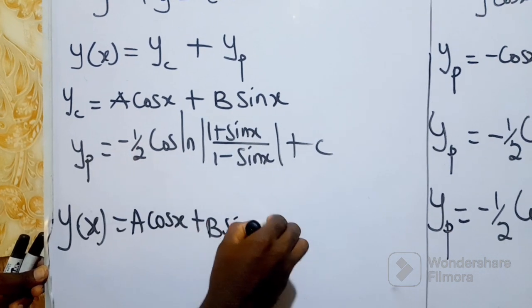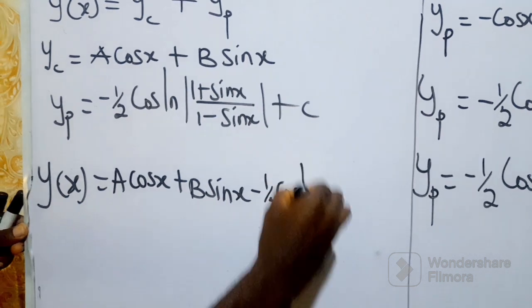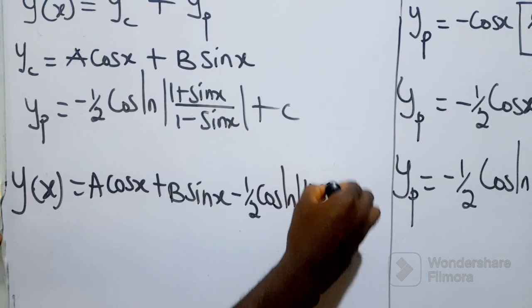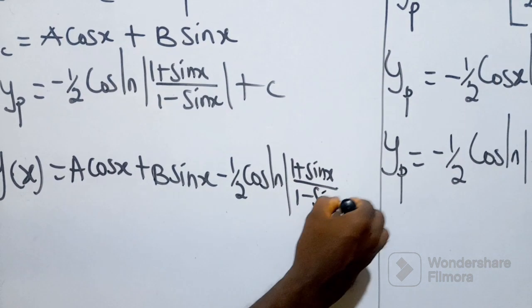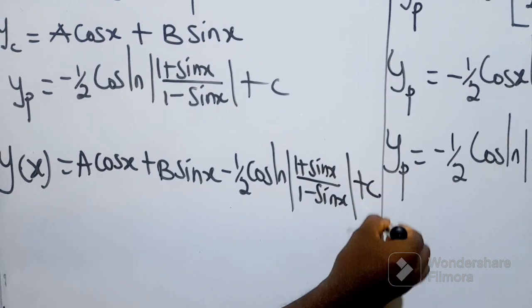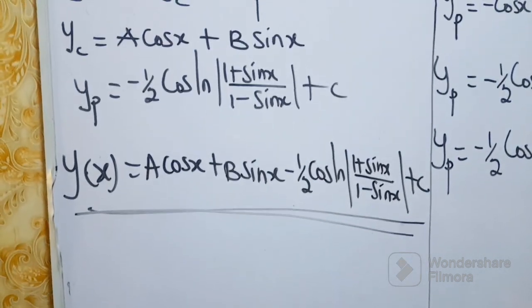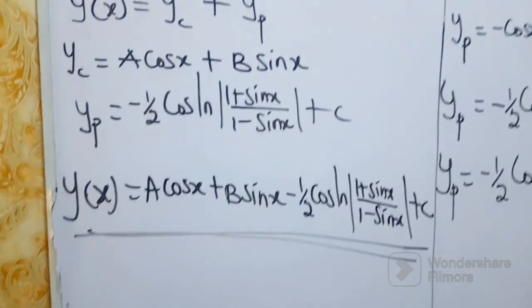Then we'll add this, so we say minus half cos ln the absolute value of 1 plus sine x over 1 minus sine x, then plus our constant of integration. Then this becomes our general solution to this differential equation. I hope you get that. We'll go to the ninth question.